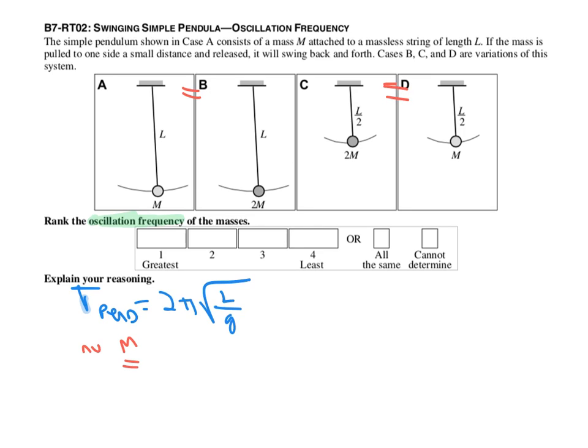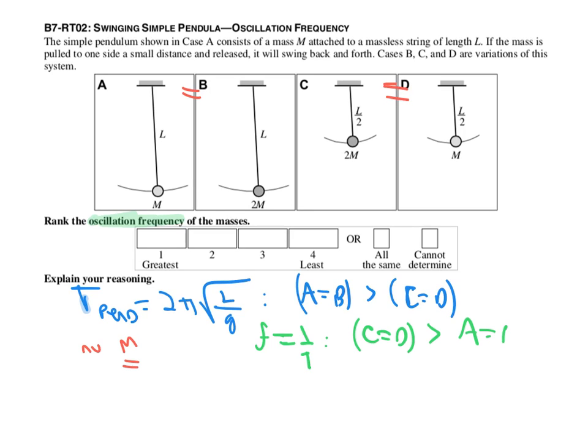Next, for the period, we can see that the ranking would be the longer the string, the longer the period. So we'd have A and B are more than C or D. But we don't want that. We want the frequency, which is 1 over the period. So that gives us a ranking that is in reverse. C and D have the higher frequency, and A and B have the lower frequency. And that's what we would end up with.